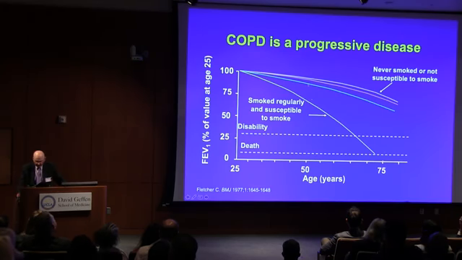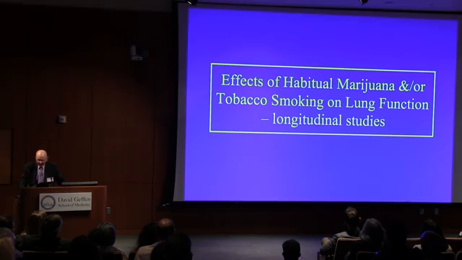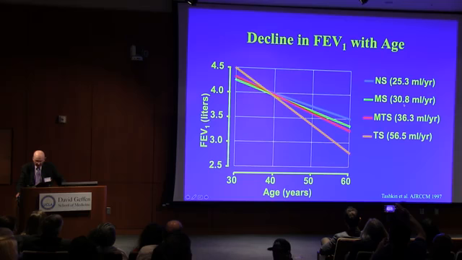So this is represented here by this trajectory of excessive rate of loss of lung function with age. So what about marijuana smokers? There have been only a few longitudinal studies of lung function in marijuana smokers. We do need more. And so we did a longitudinal study. We remeasured spirometry over 8 years in our cohort of smokers of marijuana, non-smokers, or those with tobacco, etc.